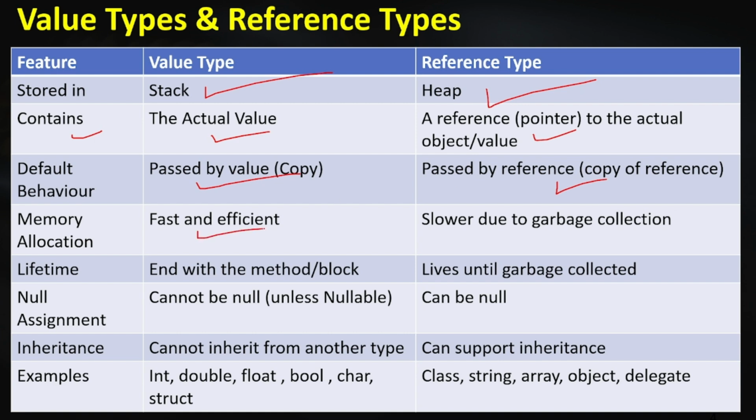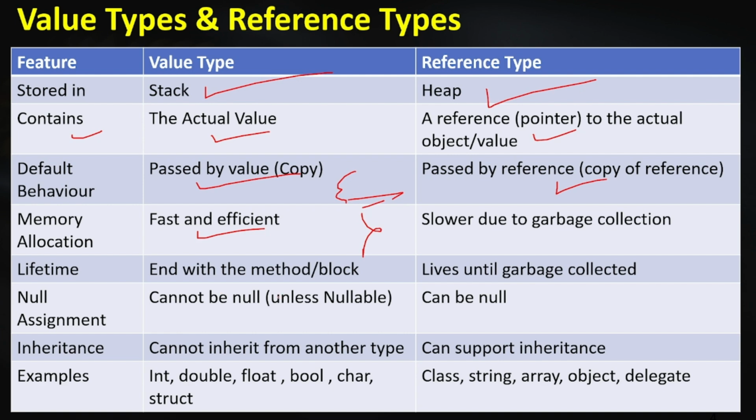Value types are fast and efficient because they are created and destroyed right there, but reference types are slower due to garbage collection, because they depend on the cleaning of the heap by a component called the garbage collector, and that's why they are considered a little slower. Lifetime: a value type's lifetime ends with the method and block. If you have written this in this block, the lifetime ends here. Out of this block, there is no existence. But the reference type remains alive until it is garbage collected.